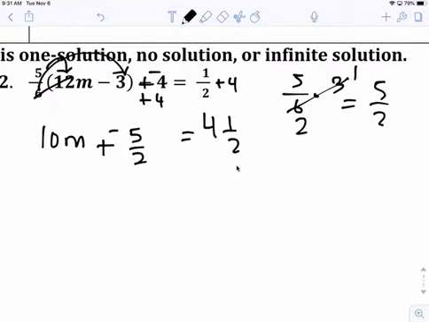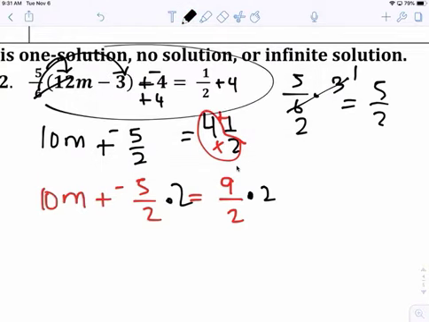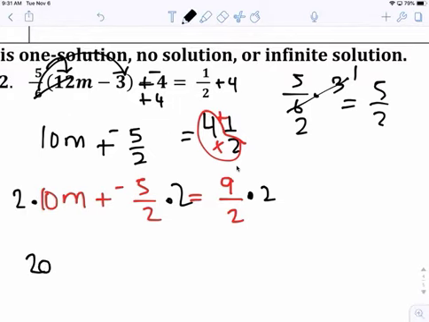Okay, and then you can still make 0 if you want to, but I'm going to get rid of that fraction. There's many ways to do this, okay? This is just one way. 9/2 equals 10m plus... Okay, get rid of the 2 by multiplying all of them by 2. I would have gotten rid of fractions way up here. Most of you will. 20m plus negative 5 equals 9.